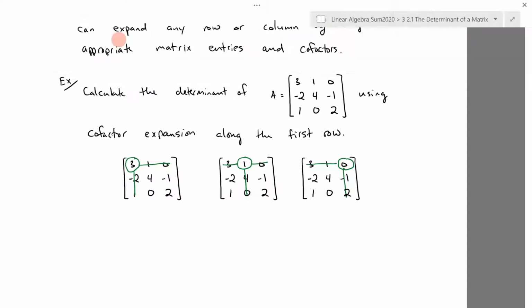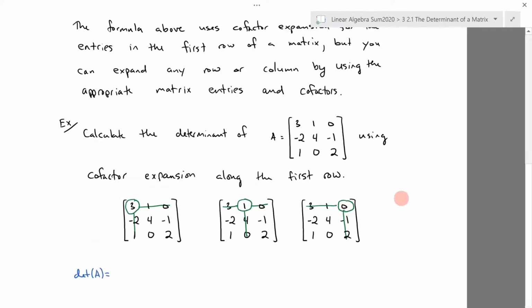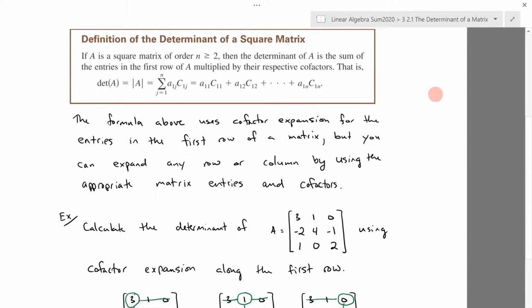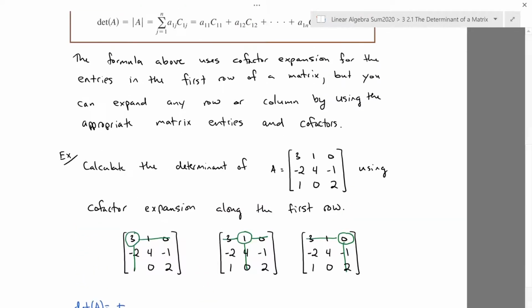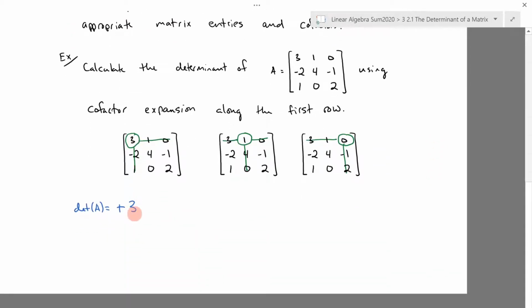Okay, so now let's set up the determinant. How should I write the determinant, right? First, I take into account the sign pattern. So the first row is plus, minus, plus. Right, so that's the minus 1 to the i plus j part. So this first entry is a plus. And then I need the entry in that position. So the entry is 3. And then times the determinant of the submatrix. Right, so this is the minor, not the actual cofactor. The cofactor is the minor together with this extra sign.